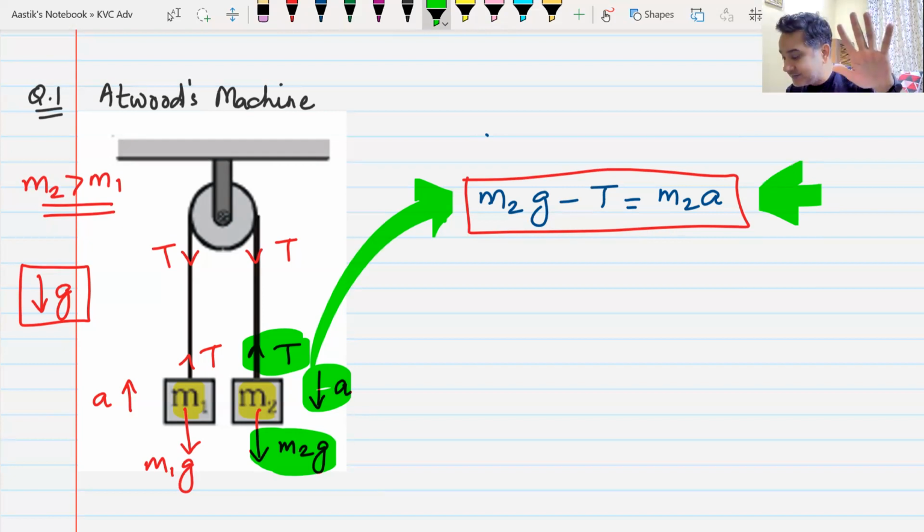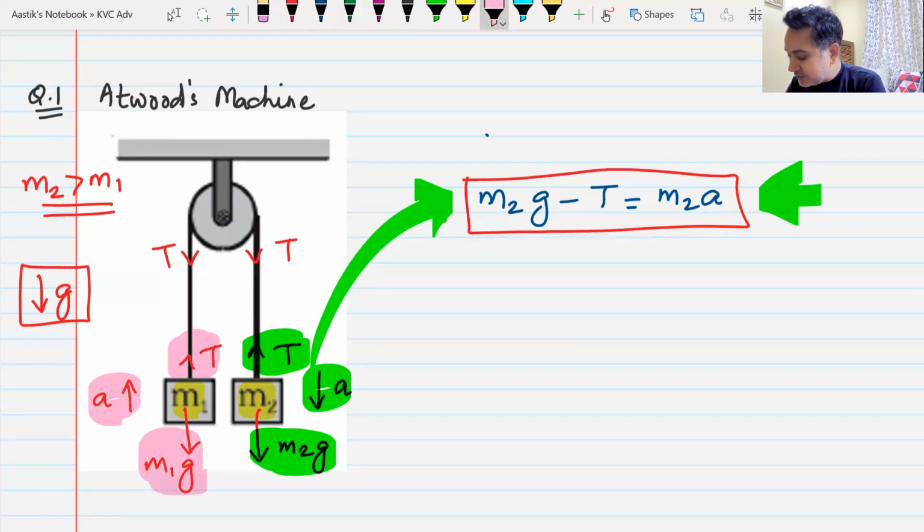We understand this? Now, be patient. Look at the free body diagram and tell me the equation for this block.